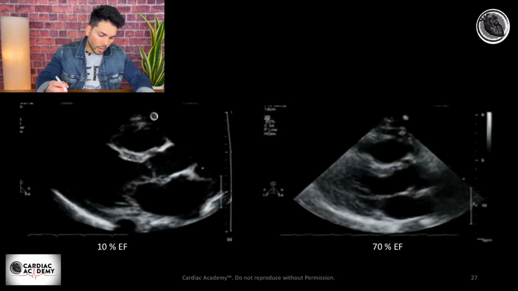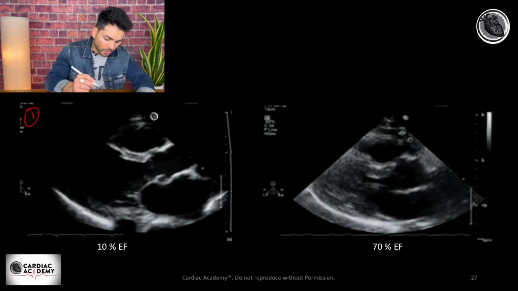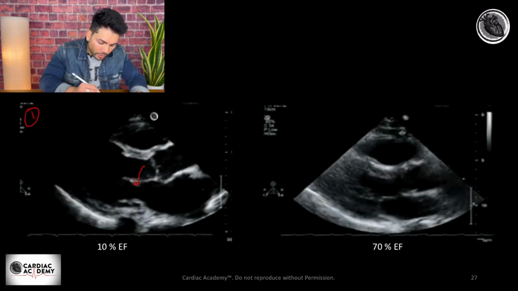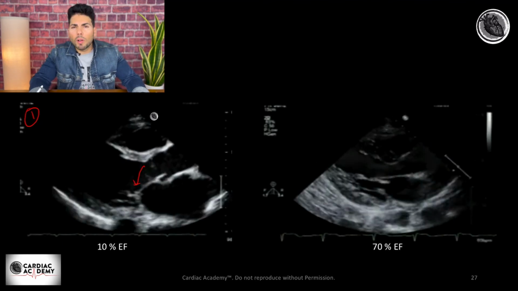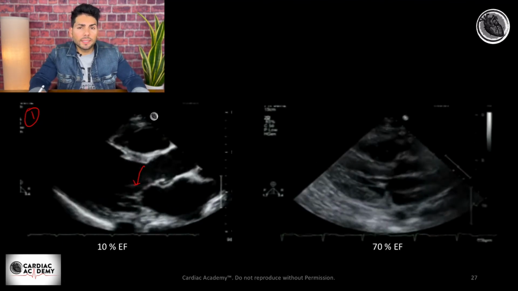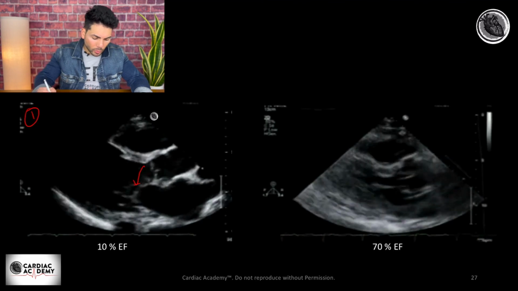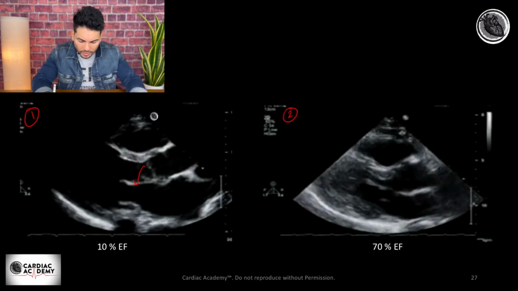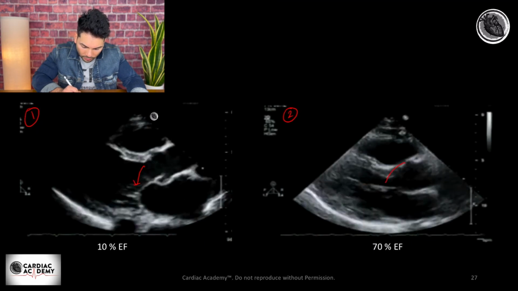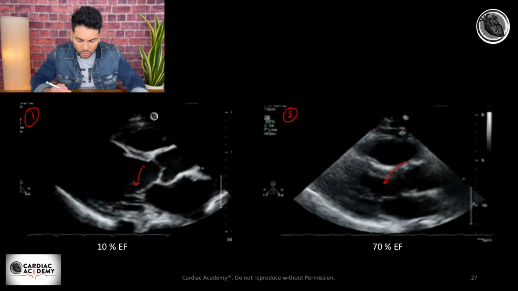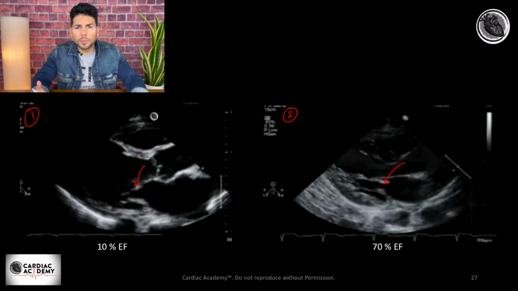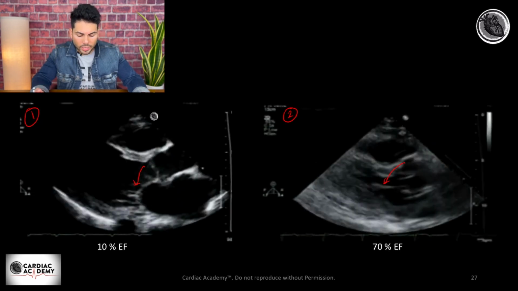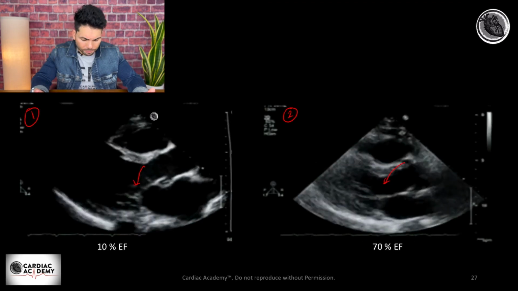The one on the left, example number 1, you can see how that anterior leaflet of the mitral valve is barely moving. So this is an example of an ejection fraction of approximately 10%. Now compare that to the one on the right side, example number 2. You can see how that anterior leaflet of the mitral valve is almost touching the interventricular septum. So this is an example of a preserved ejection fraction of 70%, okay? All right.